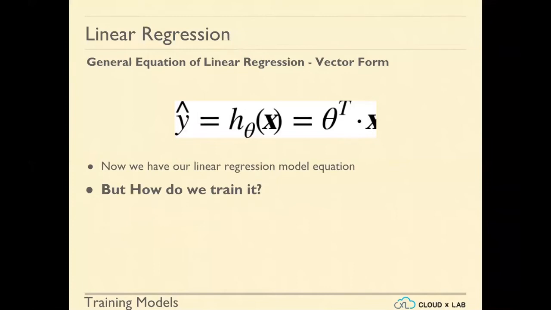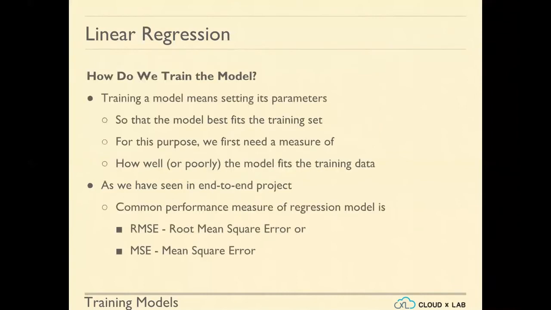Great. So the question is, let's say we got this, but how do we train it? Training a model means setting its parameters, figuring out those parameters so that the model best fits the training data. For this purpose, we first need a measure of how well the model fits the training data. And as we have seen in the end-to-end project, there is something called root mean square error or mean square error.